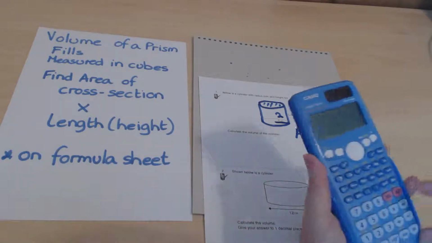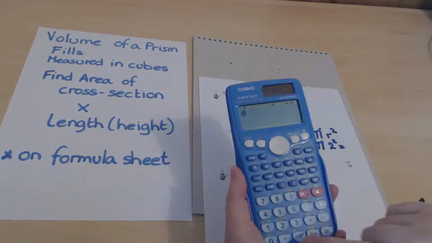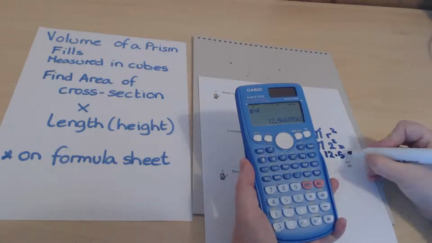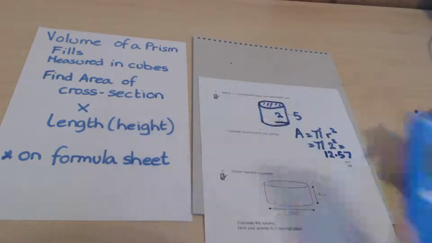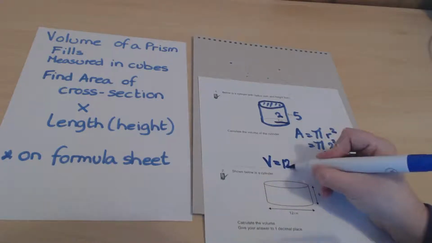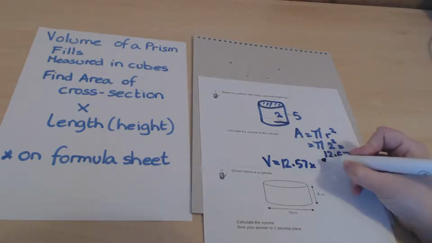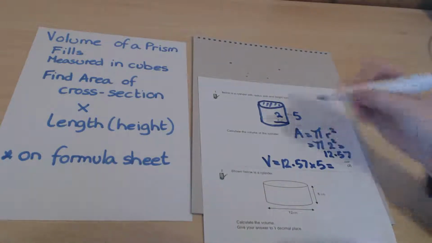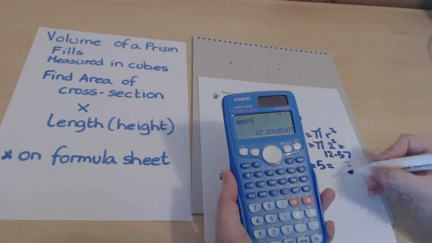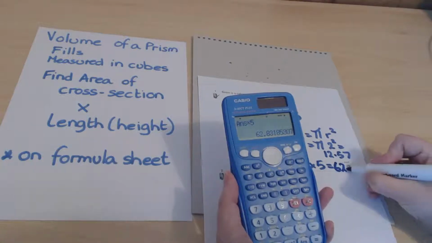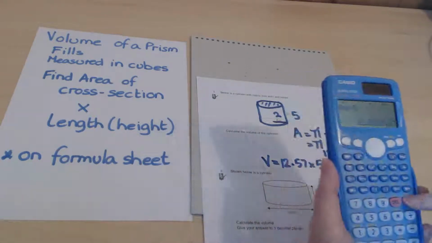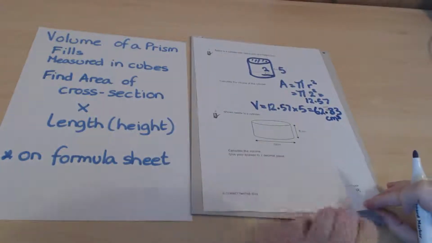So in this case it's pi times 2 squared, or 4. So let's work that out. So shift to get pi, multiplied by 4 equals 12.57 to 2 decimal places. I'm going to leave it on the calculator because now we need to take that number, the 12.57, and multiply it by 5, the height of the cylinder, to get the volume. So we'll times by 5, and that gives us 62.83 centimeters cubed.